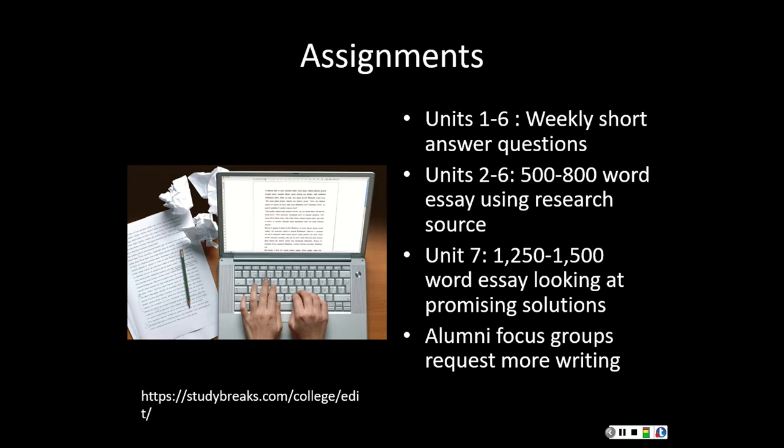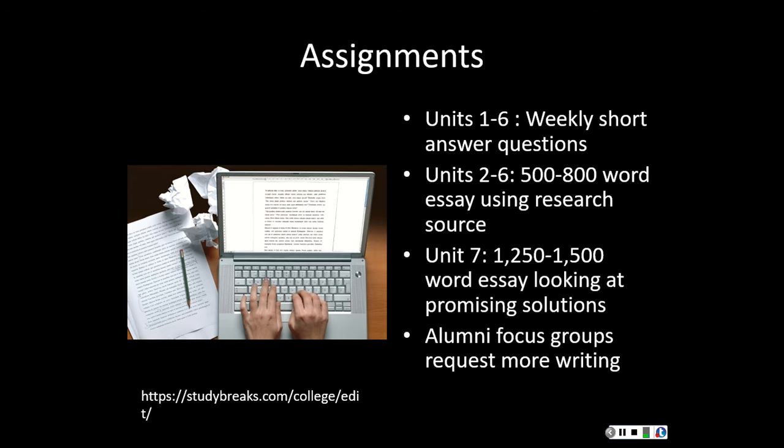The first 3 of these essays will involve you using any source that you want. And then in the latter 2 essays, we'll have you go to the library and get information from journals. Lastly, in Unit 7, you will not have any reading assignments. However, it will be a research paper that will be approximately 1,250 to 1,500 words long.